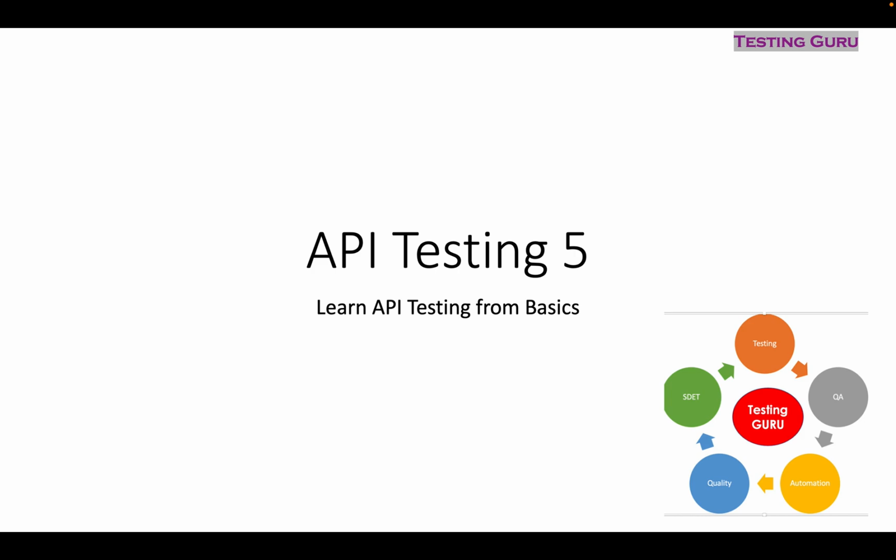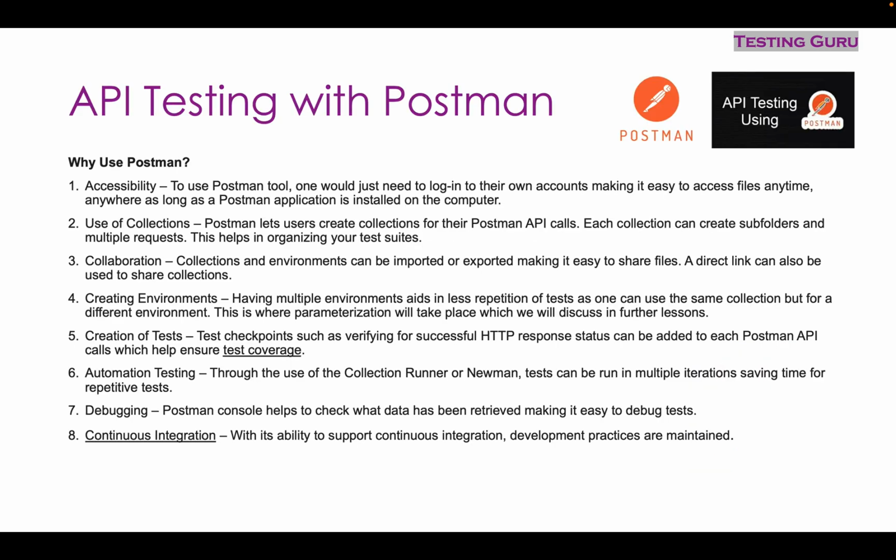Okay, so why we use Postman? There are many reasons for it. So I'll just go through a few of it, like accessibility. To use the Postman tool, one would just need to log into their own account and make it easy to access files anytime. And you can access anywhere because it has provided a web-based login as well. Like you can log in at any place, and also you can install the API client on your computer and use it. So that's how the accessibility is easy to use.